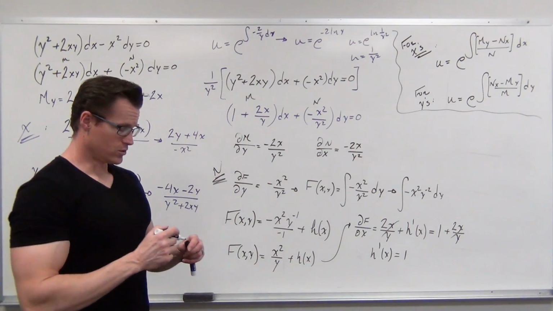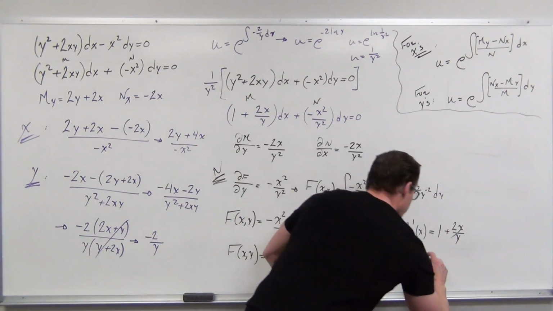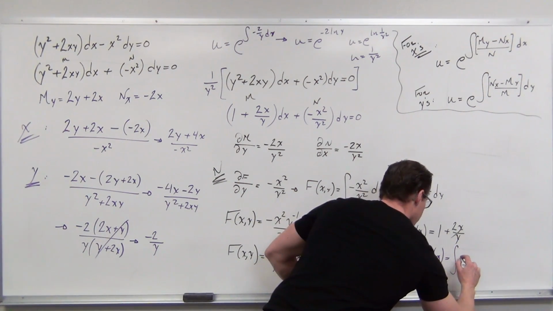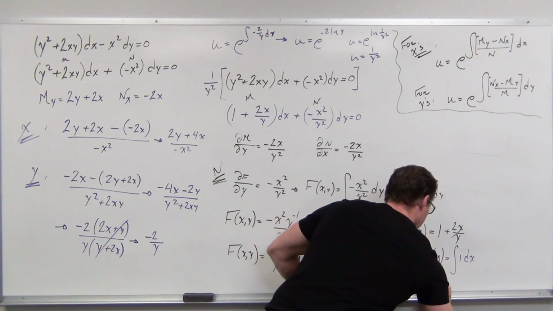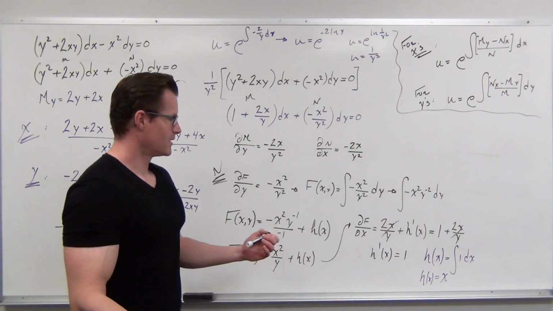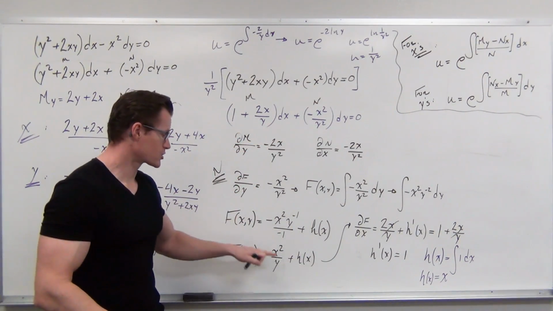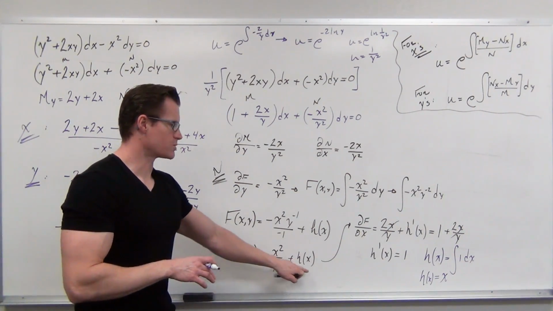Let's see, how do we undo derivatives? Well, we do integrals. So let's integrate with respect to x. Man, we just get x. That's nice. So let's see. We integrated. We actually found our function right here. We were done. We found our function. The problem is there's a piece we didn't know.